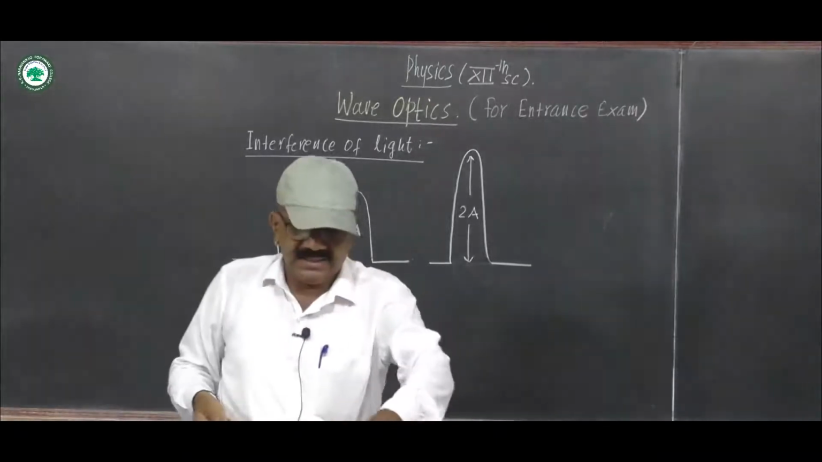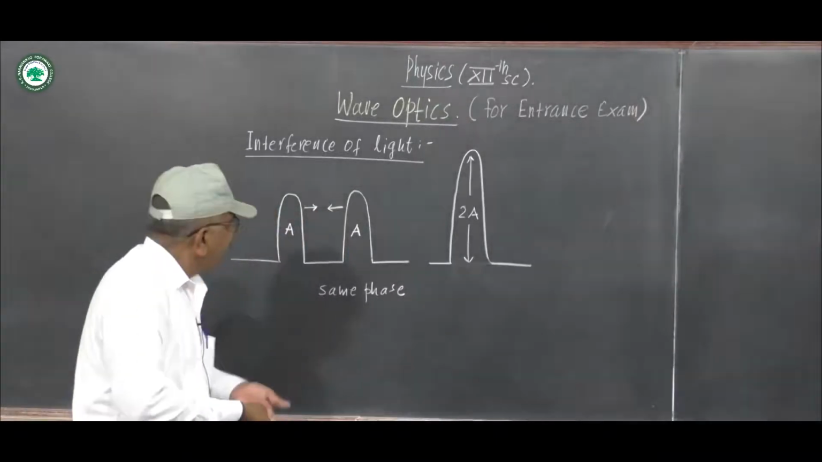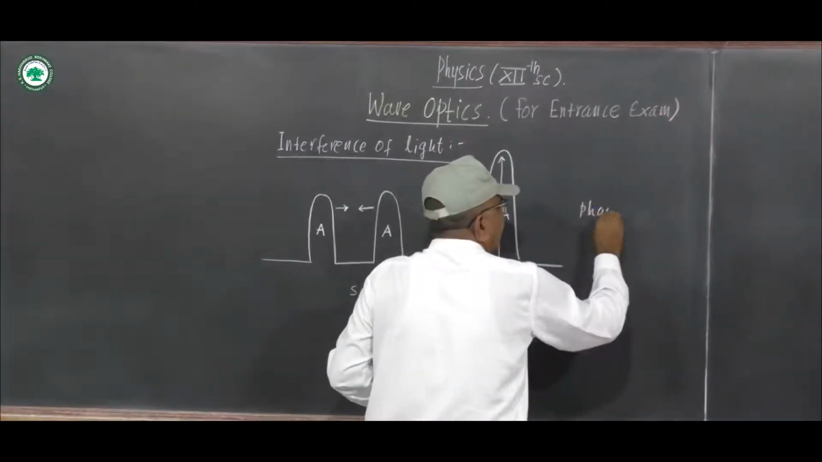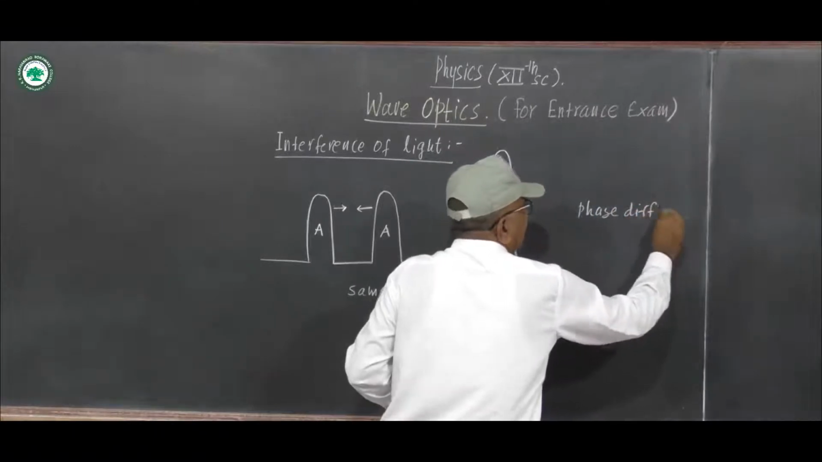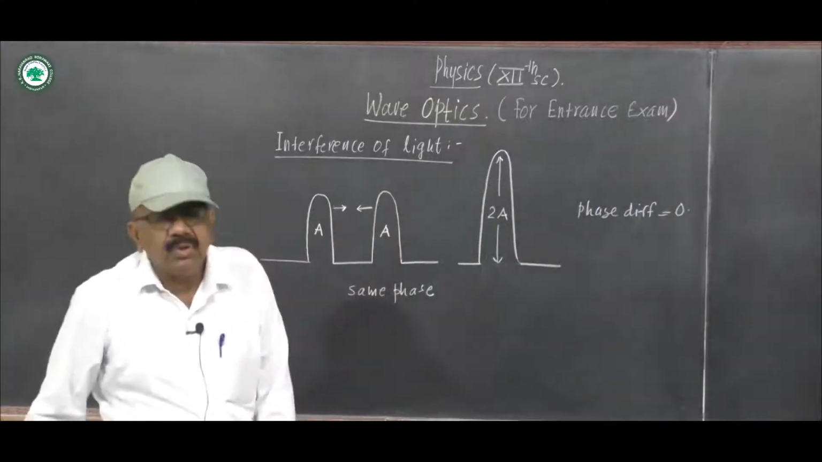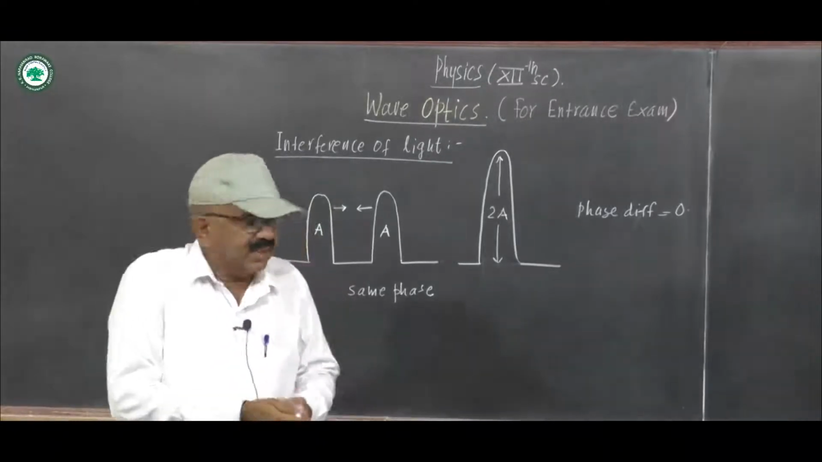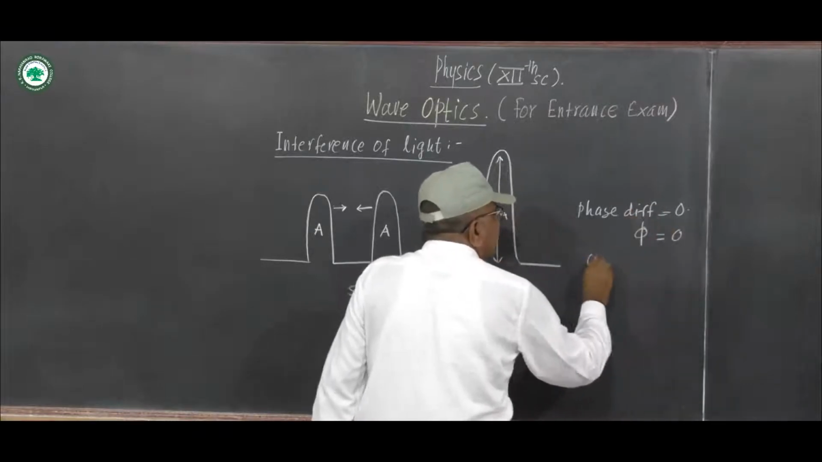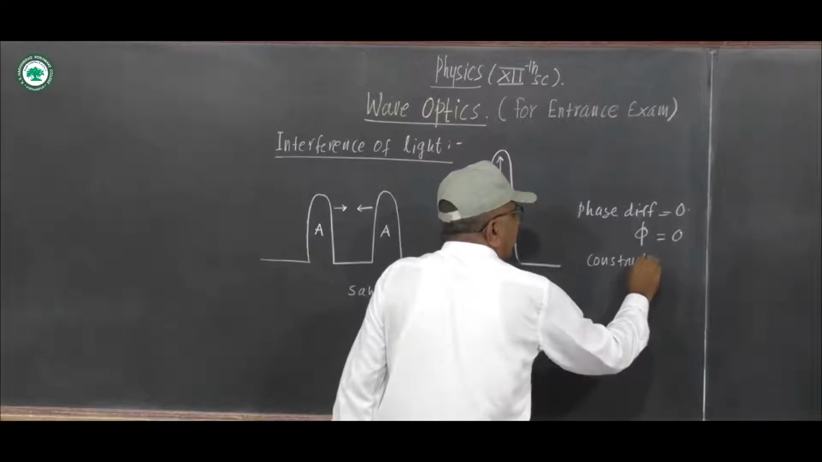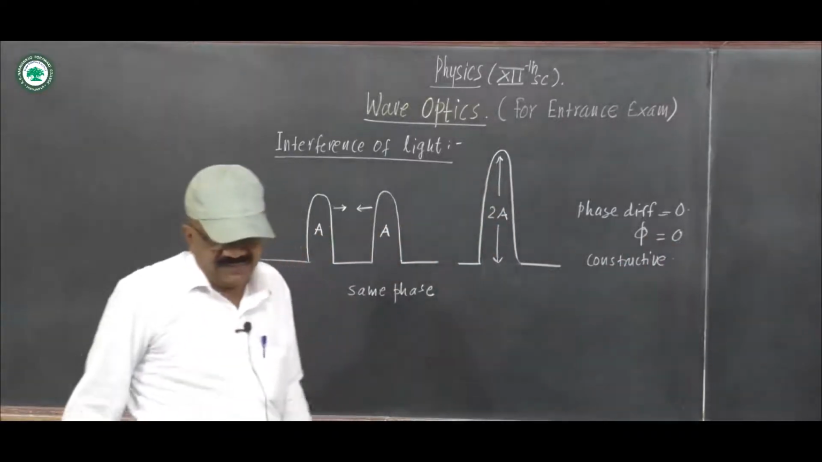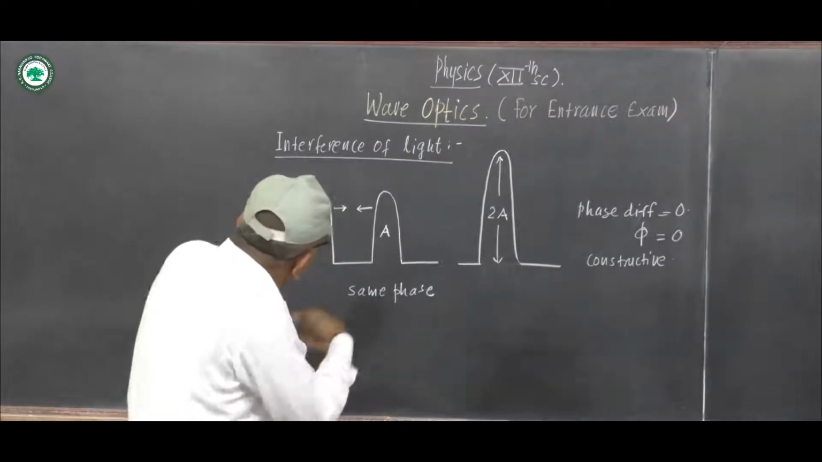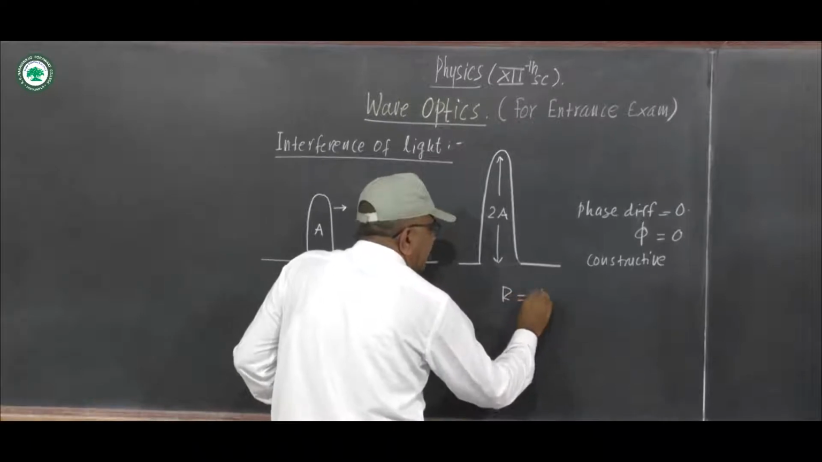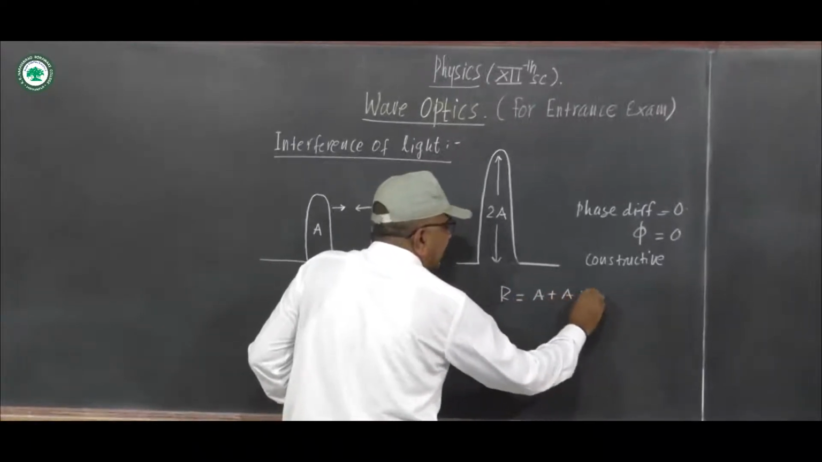Waves are in the same phase. Same phase means phase difference is 0. Phase difference we denote it by phi. Phase difference is 0, the interference is constructive. There is an enhancement of displacement, and here the resultant amplitude, suppose R, is the addition of these two, that is 2A.